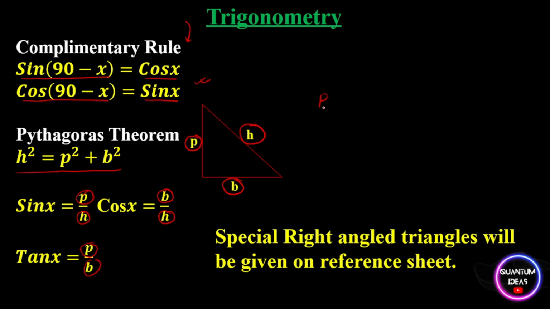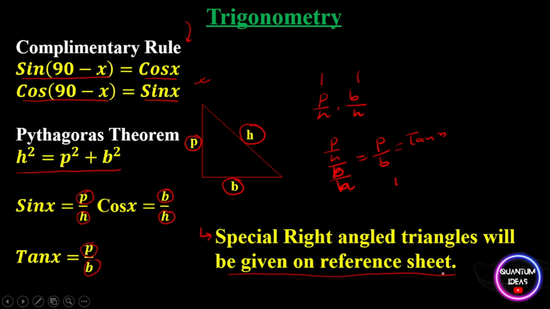So sin is p by h, right? And cos is b by h. If we divide p by h by b by h, you will get p by b, that is tan x. Very easy, right? So sin x, cos x, tan x. Another point to note is that a special right angle triangle will be given in the reference sheet, which I'll be explaining in the last part of the video.